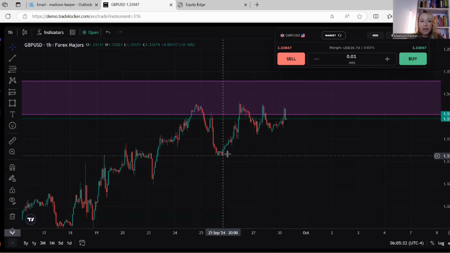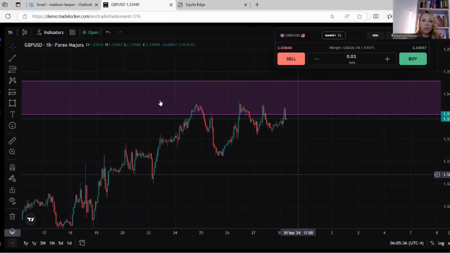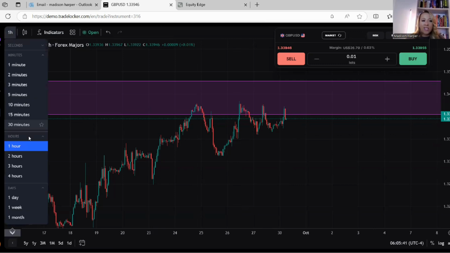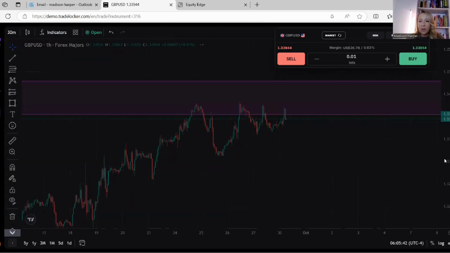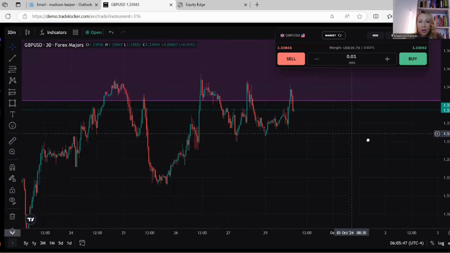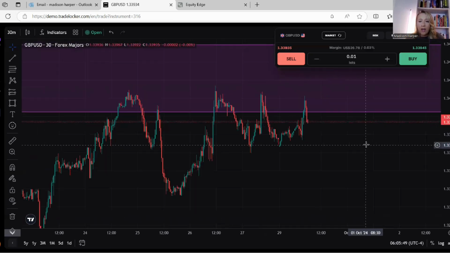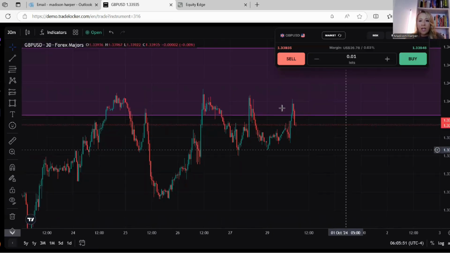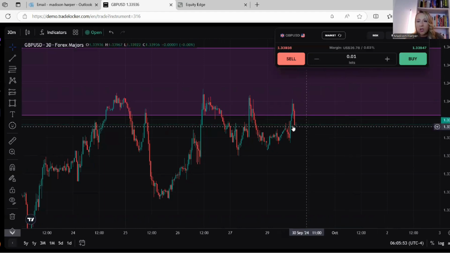If we can break this little level of support here also, then I would be looking to take a short. But obviously we just want to wait for the market to give us some indication that it will be falling. Looking at this 30-minute, I do like this for shorts. If anyone was to get into a short around here, you would have to have quite a large stop loss.